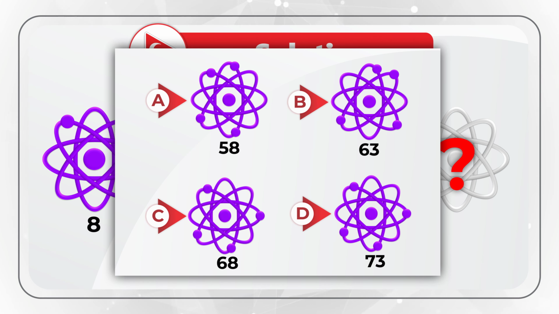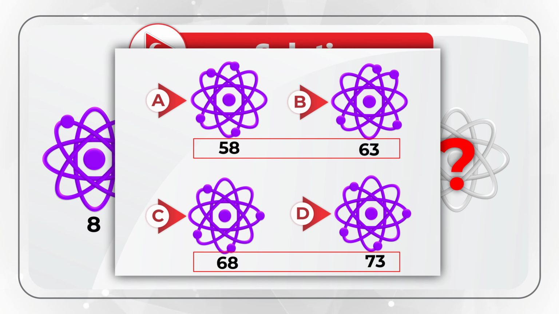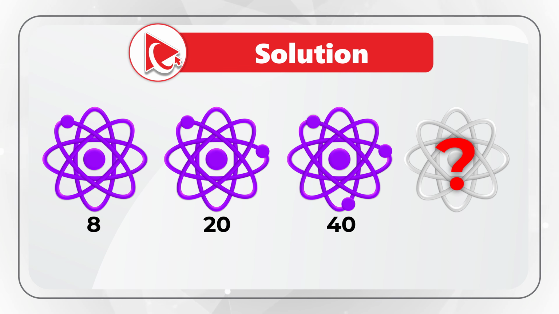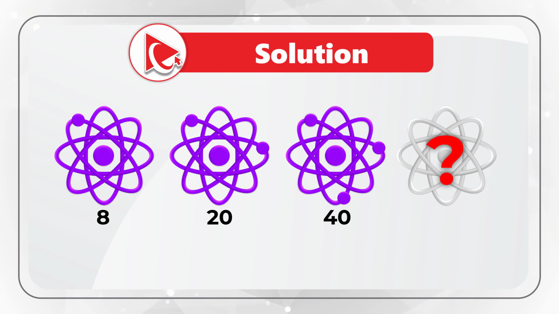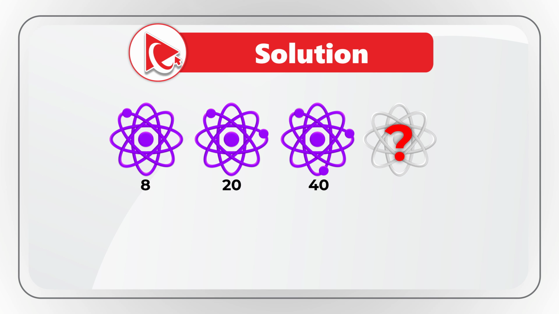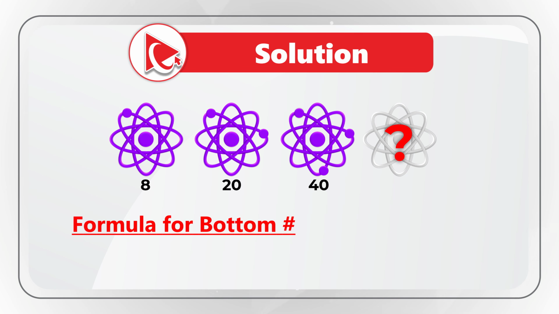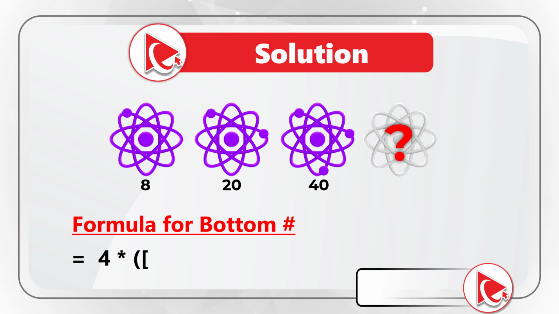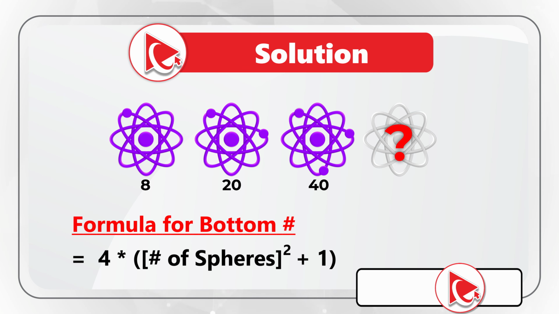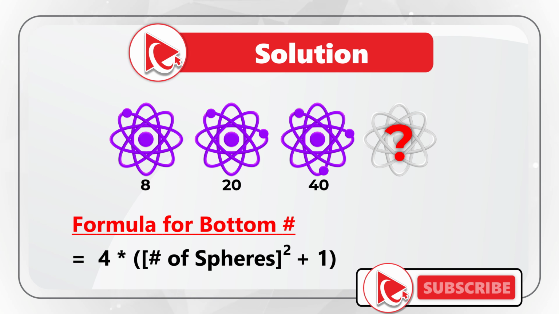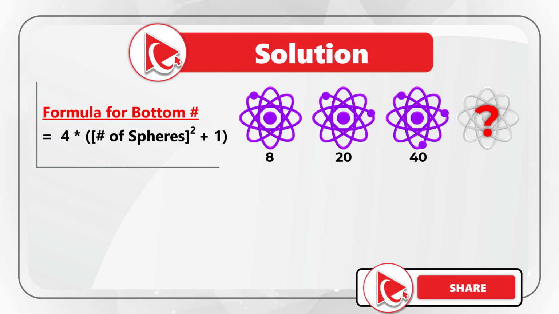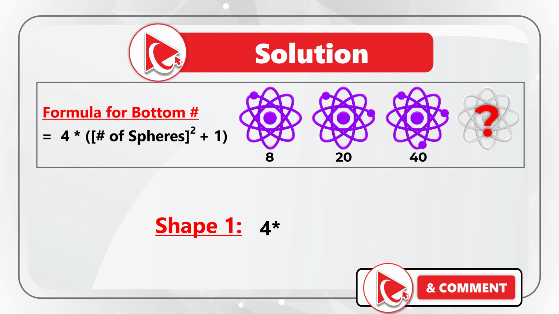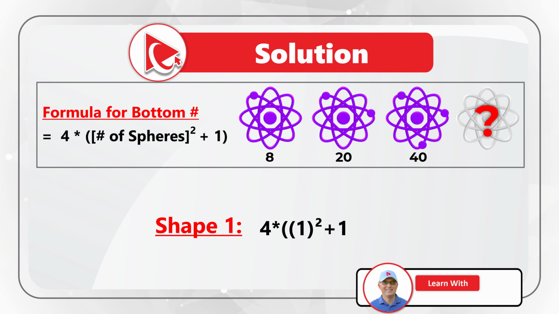So our next step here to solve this challenge is to look at the bottom number. To solve it, you need to find the formula to calculate the bottom number based on the incrementing number of spheres. The formula is 4 multiplied by (number of spheres squared plus 1). So to calculate the bottom value for the first shape, we multiply 4 by (1 squared plus 1), which equals 8.